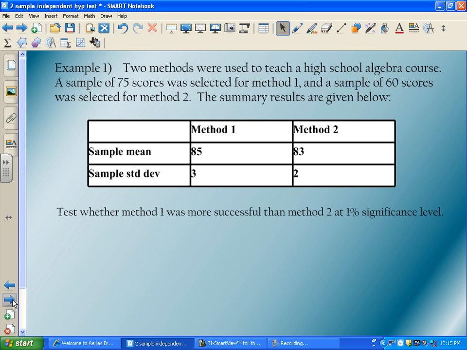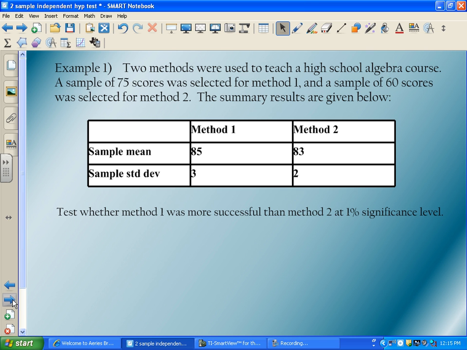Two methods were used to teach a high school algebra course. A sample of 75 scores was selected for method 1. A sample of 60 scores was selected for method 2. The summary results are given below. Method 1 had a sample mean of 85 with a sample standard deviation of 3. Method 2 had a sample mean of 83 and a sample standard deviation of 2.